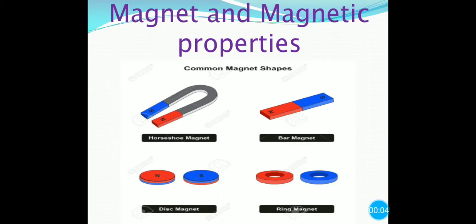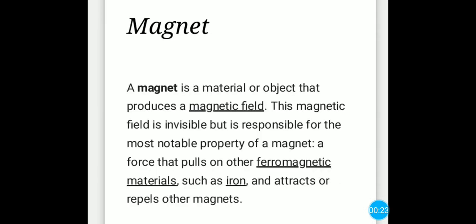The chapter is Magnet and Magnetic Properties of Electric Current. In this video, we will discuss magnets and magnetic properties. First of all, what is a magnet? A magnet is a material or object that produces a magnetic field.